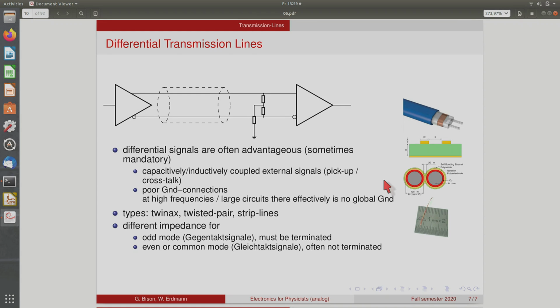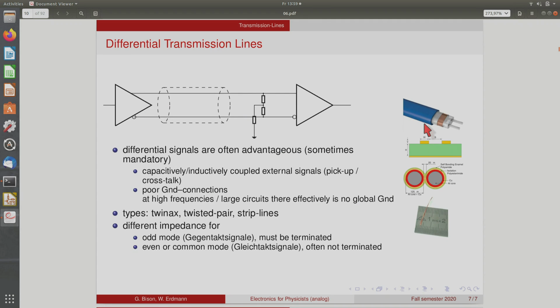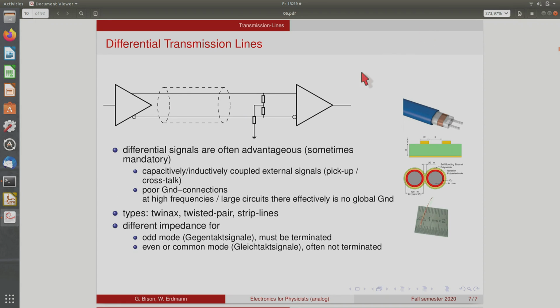What's worth noting here is that when you have such a system of 2 wires, then there are 2 modes of signals. One is the one that you're usually using to signal data. So one goes up and one goes down. That's the differential mode or the odd mode. And this must be properly terminated here by having a resistor between the 2 wires.